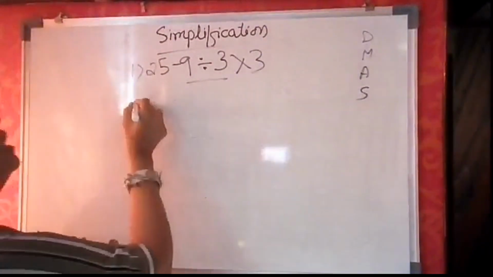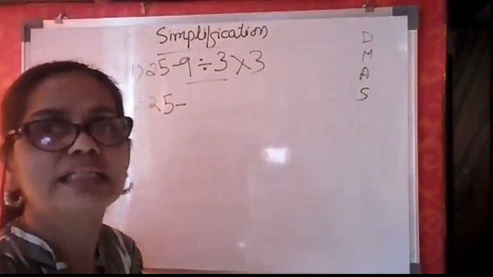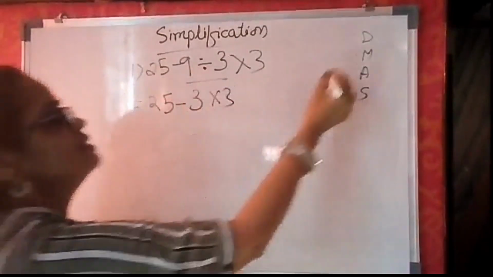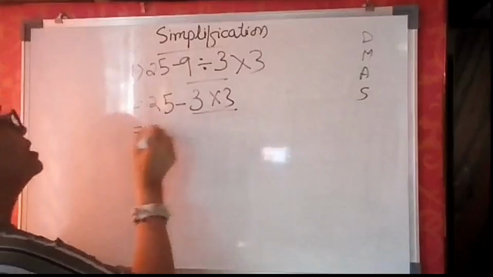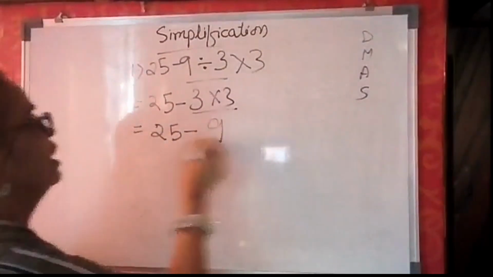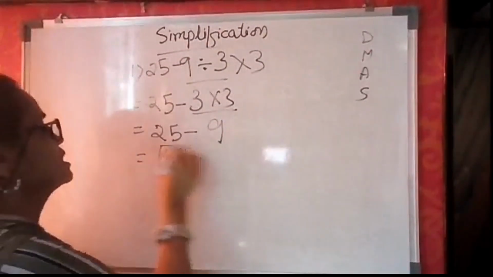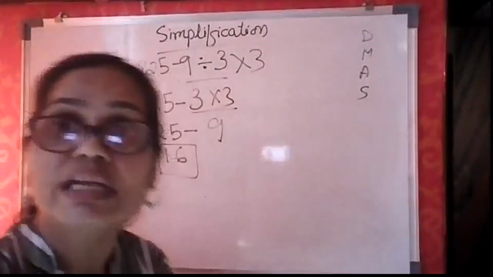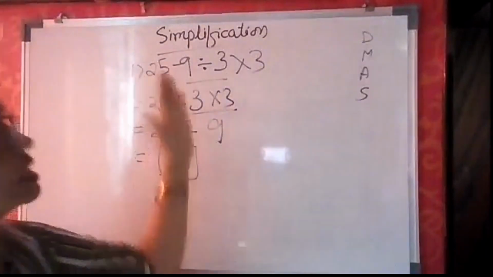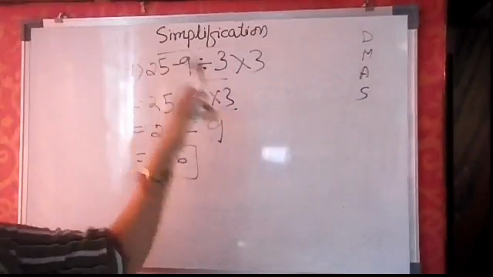Got it? Now 25. When I divide 9 by 3, my answer is 3, multiplied by 3. After division, multiplication. So this operation, 25 minus 3, 3s are 9. And when I subtract 9 from 25, my answer is 16. So easily, we don't even have to think about it. We have to apply this DMAS rule and start solving the simplification. Now this is based on whole numbers.